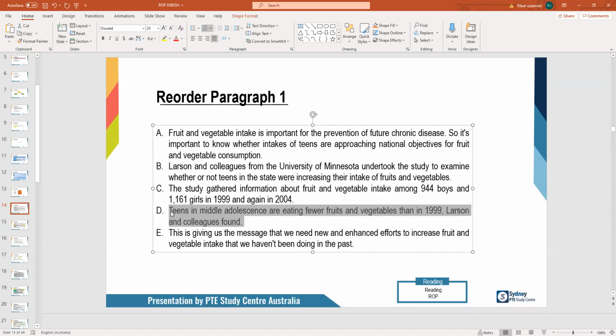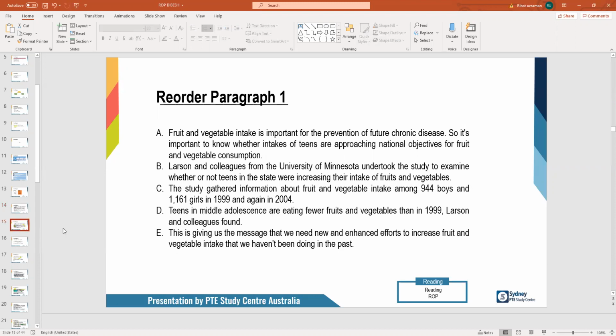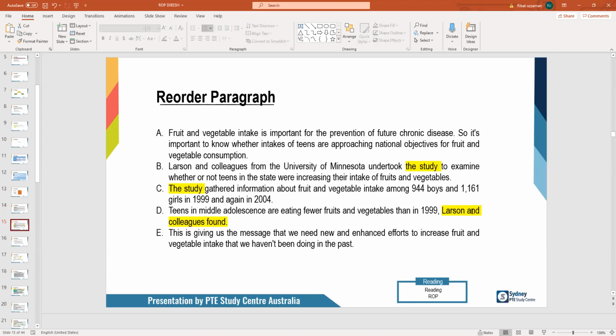Now you've got left with D and E, and out of D and E, you know that this is the sentence which is showing us the relationship between this and that. Okay, within C and D, because of the Larson and colleagues found. And now you are only left with the last option, which is giving us the message that we need new and enhanced efforts to increase fruit and vegetable intake that we haven't been doing in the past.